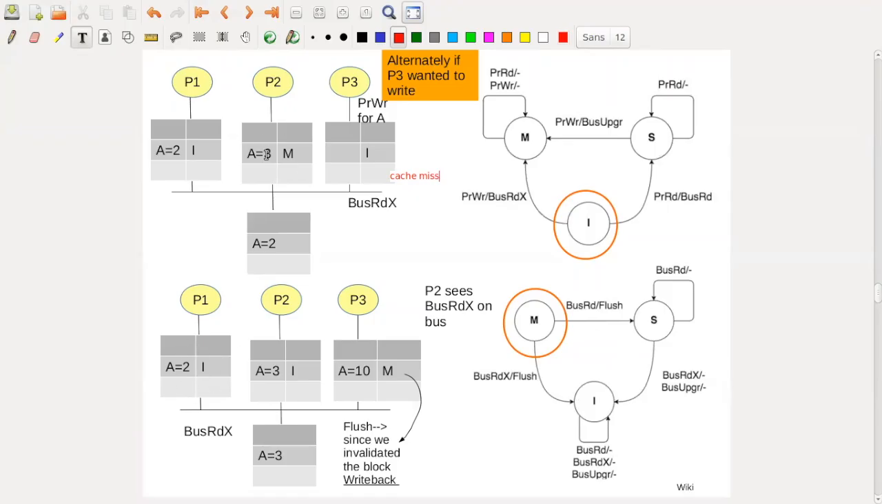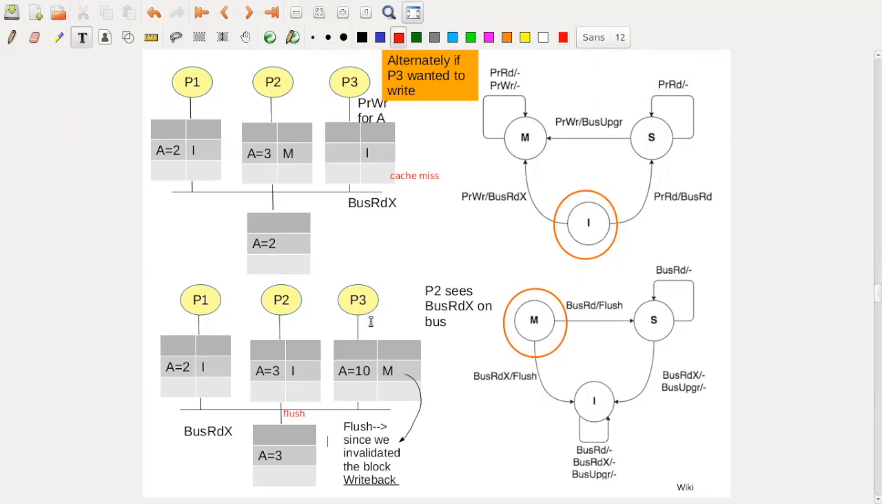P2 is in the M state and sees a bus read X. So it's going to send a flush signal on this bus, and it is going to write the value back to the memory to maintain consistency, and it's going to change its state to invalid.